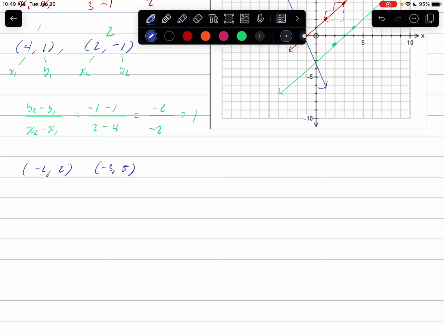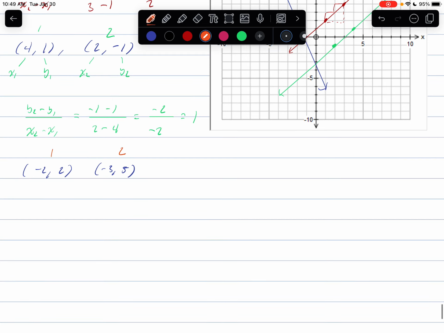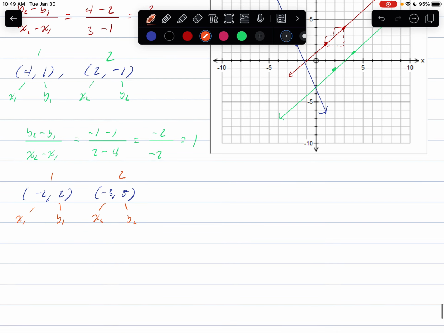So here we have point 1. We'll say the point -2, 2 is point 1. And we'll say the point -3, 5 is point 2. All right, so that means -2 is x1 and 2 is y1. And then we have -3 is x2 and we have 5 is y2. Okay. So we can write our slope as m equals y2 minus y1 over x2 minus x1.